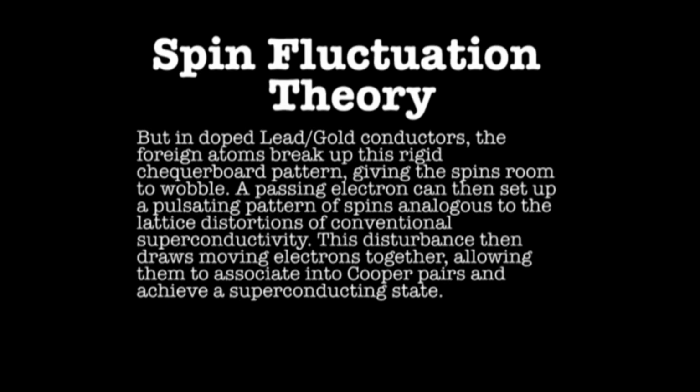But in doped lead-gold conductors, the foreign atoms break up this rigid checkerboard pattern, giving the spins room to wobble. A passing electron can then set up a pulsating pattern of spins, analogous to the lattice distortions of conventional superconductivity. This disturbance then draws moving electrons together, allowing them to associate into Cooper pairs and achieve a superconducting state.